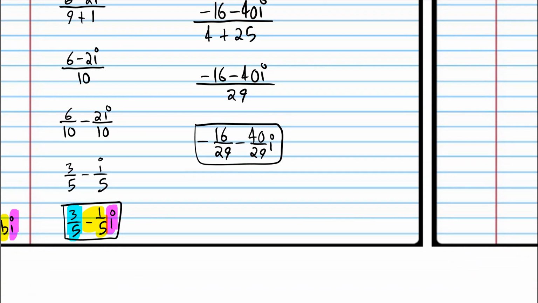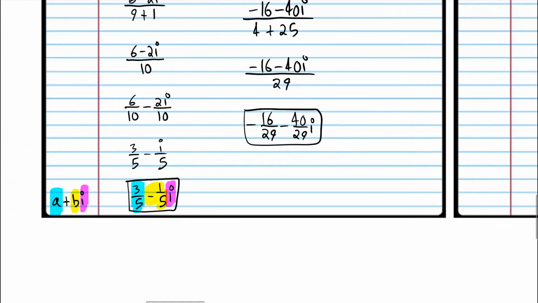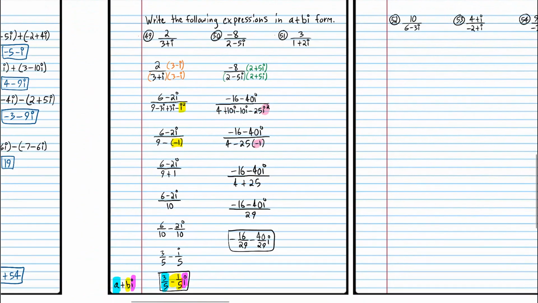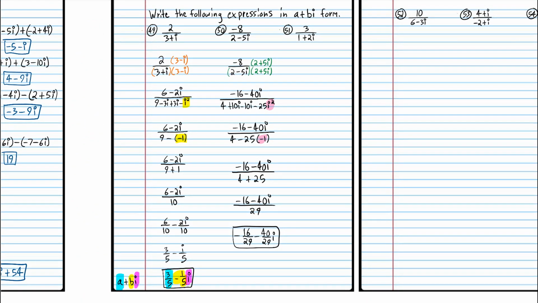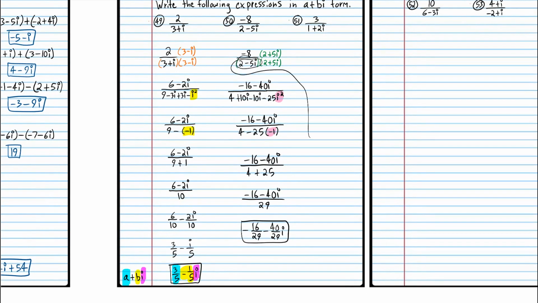So again, A is the blue part and B is the yellow part, and then of course i. So that's A plus BI form. Okay, so I want you to try number 51. You're going to multiply both sides by 1 minus 2i. And remember to put parentheses on the complex number in the denominator when you multiply it. Try number 51. When you come back, we'll do it together.